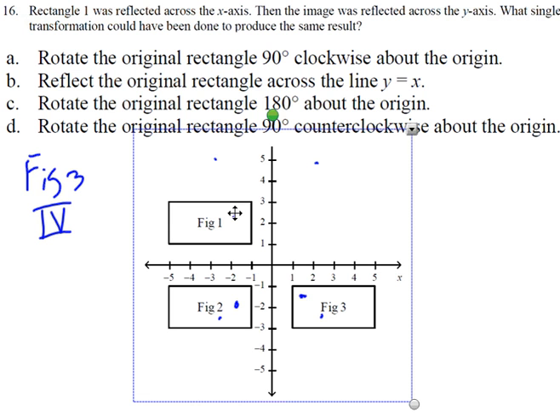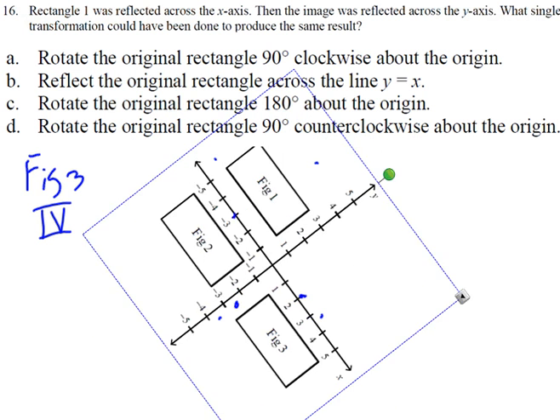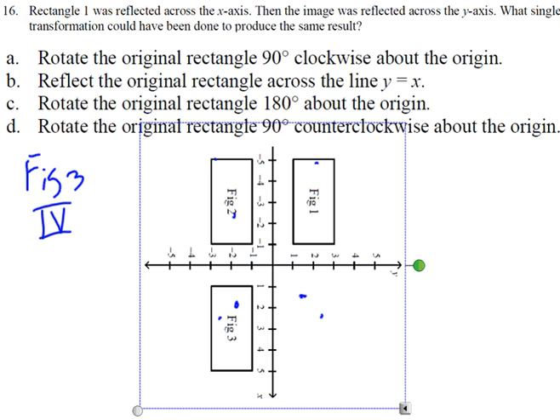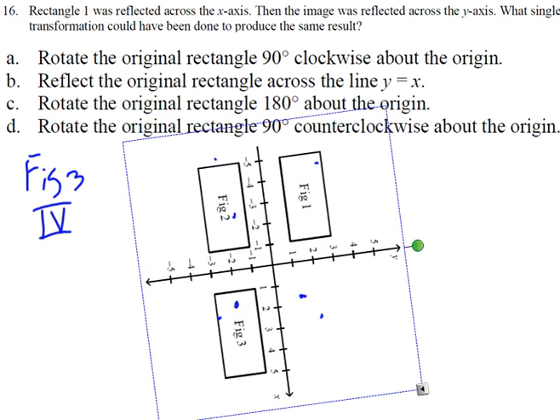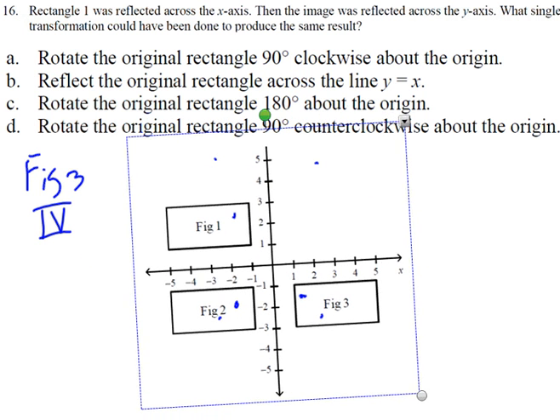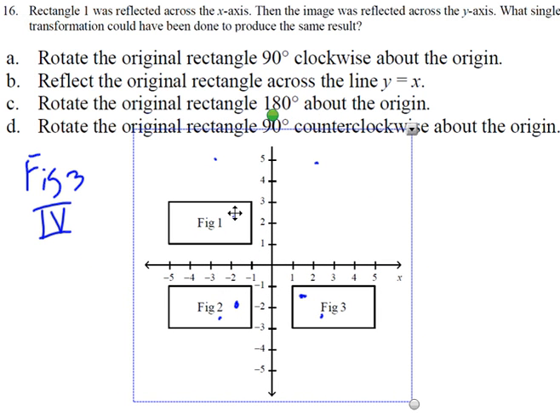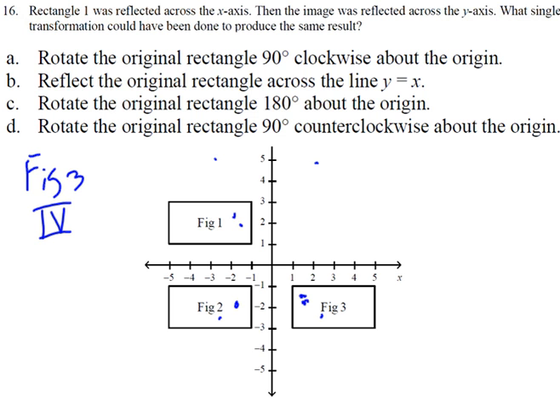So if I rotate 90 degrees clockwise, I'm looking at figure 1 about the origin, and that right there, figure 1, makes it in quadrant number 1. So that is not the answer. It has to be in quadrant number 4. Right? It has to go from here to here in one step. So A is out.